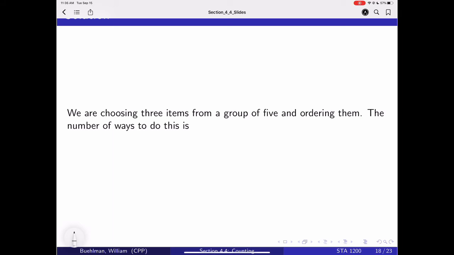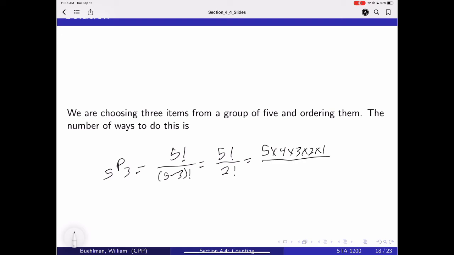The number of ways to do this is 5P3, which is equal to 5 factorial over 5 minus 3 factorial, which is equal to 5 factorial over 2 factorial, which is equal to 5 times 4 times 3 times 2 times 1 over 2 times 1, which divides to 1, that divides to 1, which gives us 5 times 4 times 3, which is equal to 60. Thus, the number of ways is 60.